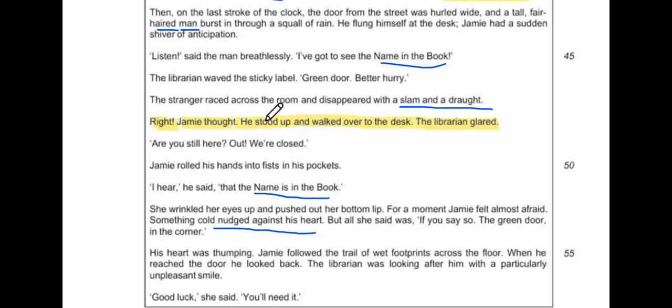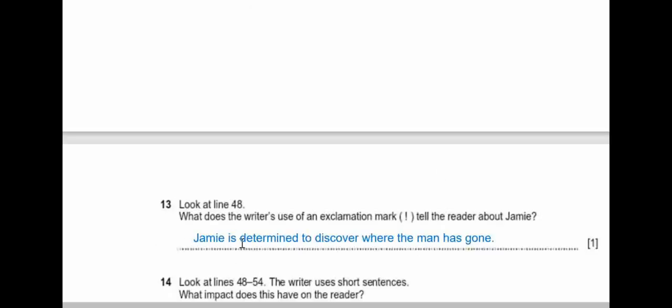Jamie thought. He stood up and walked over to the desk. The librarian glared. So Jamie was trying to work out what is going on. So the exclamation mark in here can show that Jamie has made a decision. Jamie is determined to discover where the man has gone. So we type down one answer: Jamie is determined to discover where the man has gone.